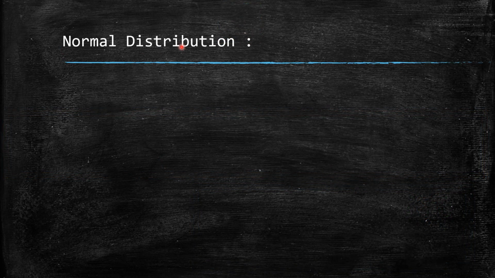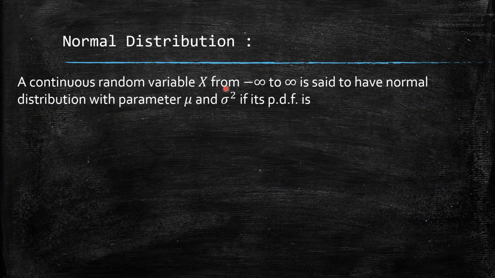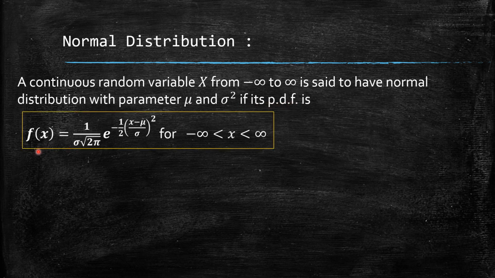Normal distribution. A continuous random variable x from minus infinity to infinity is said to have normal distribution with parameters mu and sigma square if its probability density function is defined as f of x equals 1 by sigma root 2 pi times e power minus half times ((x minus mu) by sigma) the whole square, where x can take any value on the number line, that is, x ranges from minus infinity to infinity.